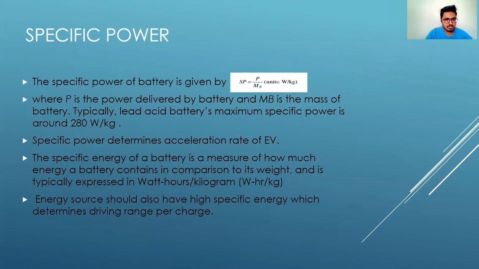Now, coming to specific power. The specific power of a battery is given by SP = P / MB, whose unit is watts per kg, where P is the power delivered and MB is the mass of the battery. Typically, a lead acid battery, as seen earlier, has a maximum specific power of around 280 watts per kg. Specific power determines the acceleration rate of an EV. The specific energy of a battery is a measure of how much energy a battery contains in comparison to its weight and is typically expressed in watt-hours per kilogram. An energy source should have high specific energy, which determines driving range per electric charge.